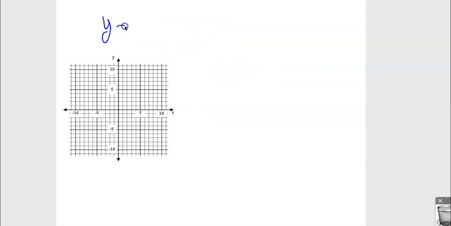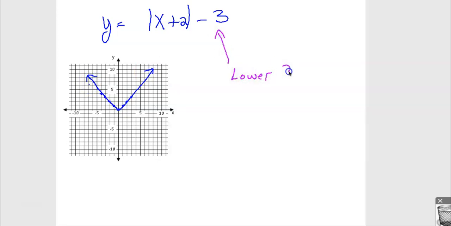So if I take y equals, let's think of the absolute value, like the absolute value of x plus 2, minus 3. Well, think of the normal absolute value function. The normal absolute value function looks like this. That's the normal absolute value. But notice what we're doing is we're dropping it or lowering it 3 spaces, and we're taking it to the left 2. So lower each spot.